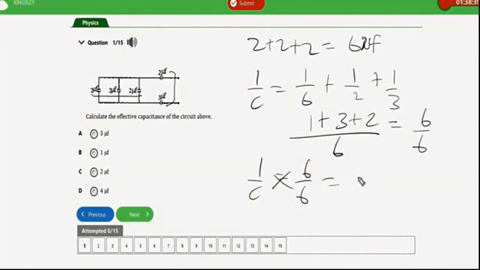Remember, we have 1 over C here equals 6 over 6. When we cross multiply, we're going to have 6 equals 6C. Divide both sides by 6. So your effective capacitance will be 1 microfarad. So the right option in this question is option B. That's it for this question. Let's wipe this now and solve the next repeated question.